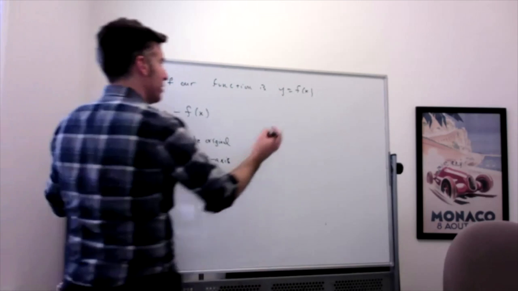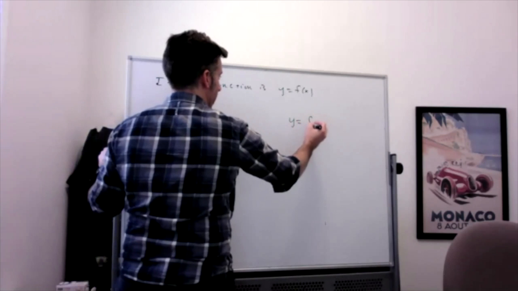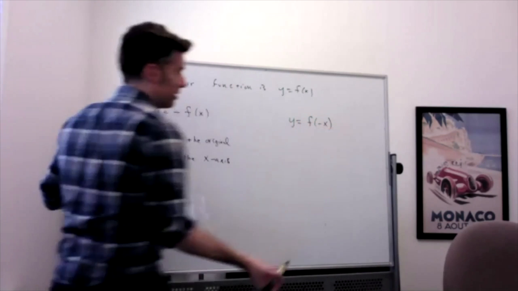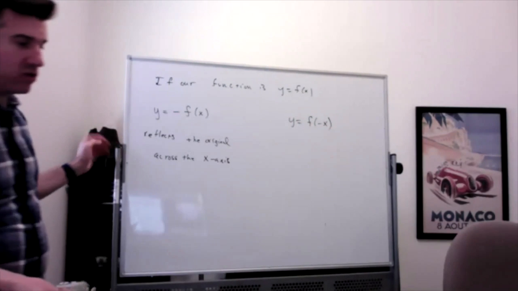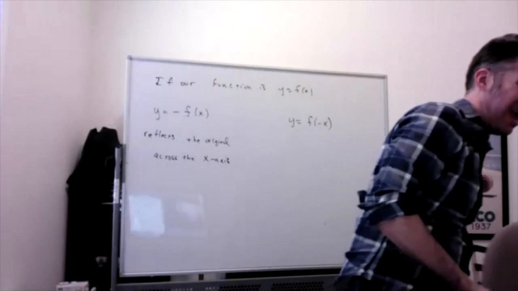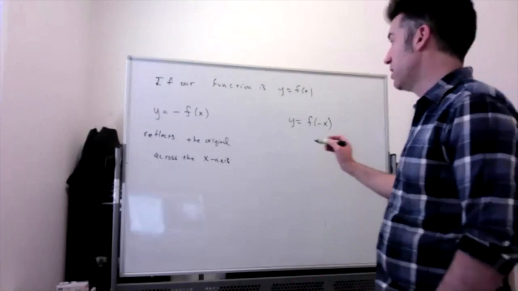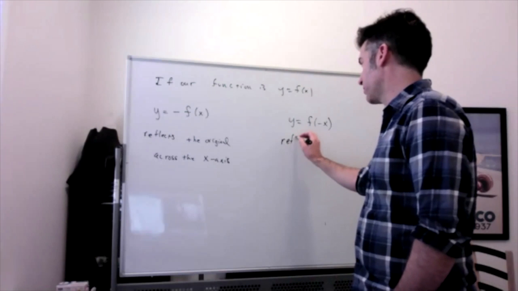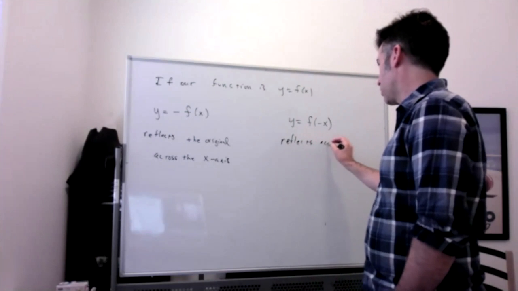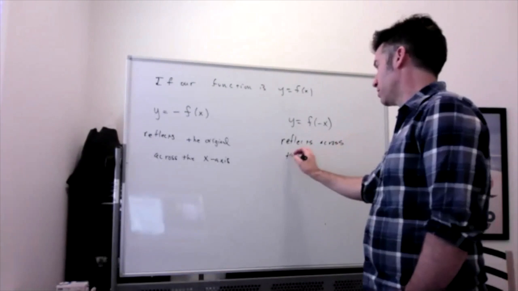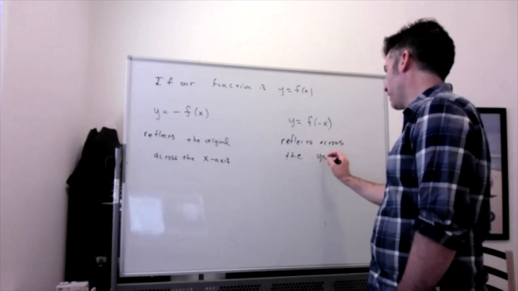On the other hand, if you have y equal to f of negative x, where the negative is inside the function, right? You put in the negative on x before you do anything else. This is going to reflect across the y-axis.